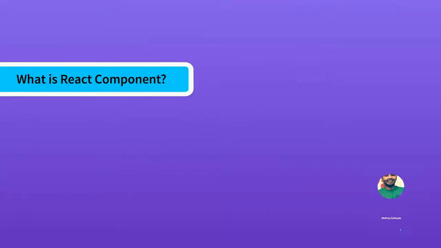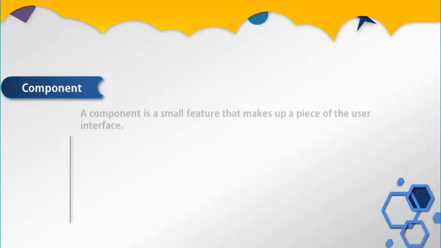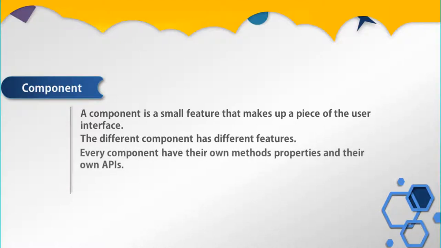In the next lesson, we will move forward. In this lesson, we are going to understand what a React component is. In the previous lectures, we saw that the component is the heart of React. So before using React, we need to clear up the concept behind the component. So what is a component? You can think of a component as a small feature that makes up a piece of a user interface. Different components have different features. Every component has its own methods, properties, and its own APIs.